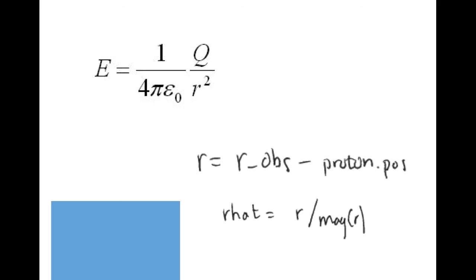To get our vector R first, though, we take the observation location of R that is given in the problem minus the position of the proton. So it's R observation minus R source. And then to get R hat, we do our vector R divided by its magnitude. This is shown here in the bottom.